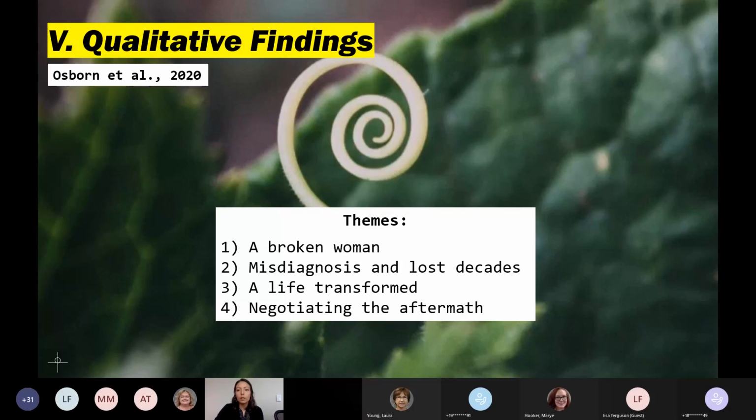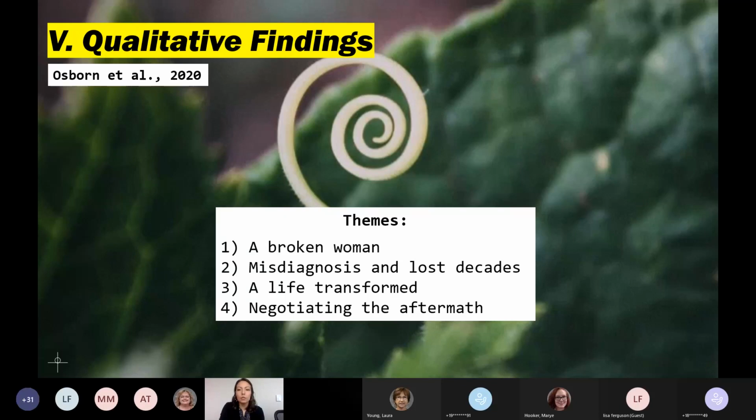So the third theme related to the impact that finally getting a diagnosis had on self-identity in their lives. Most women talked about feelings of immense relief at the realization that their experiences with symptoms suddenly made sense. And that was in contrast to those previous misdiagnoses, where they felt like this finally captured what they were experiencing, and it was a huge relief for them.